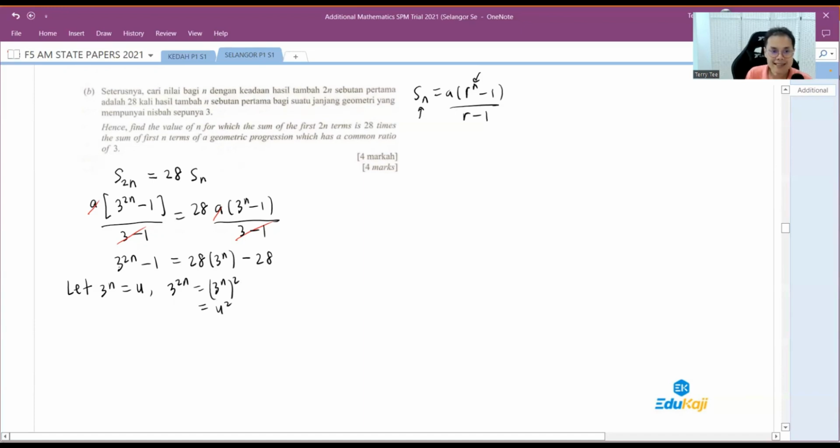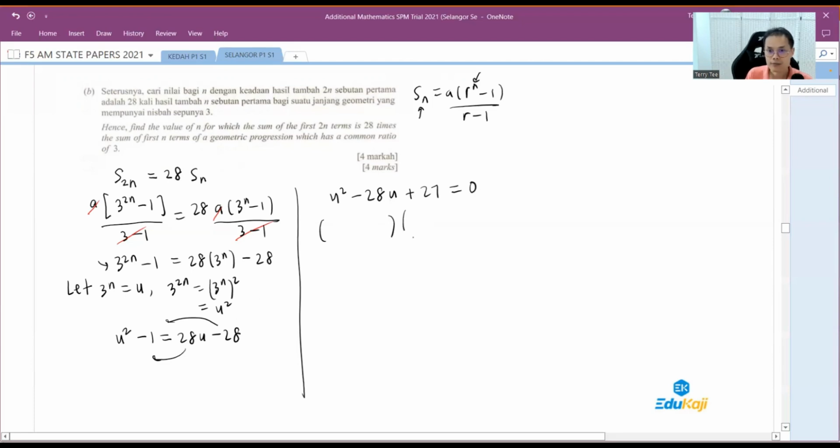So by replacing the first term here with u, this is going to give us u squared minus 1 equals 28u minus 28. So what we have here, let me continue over here, is a quadratic equation. Bring the 28u over, bring this negative 28 over. When you bring this over, it is minus 28u, and this is positive 27 equals 0. 28 minus 1 is 27.